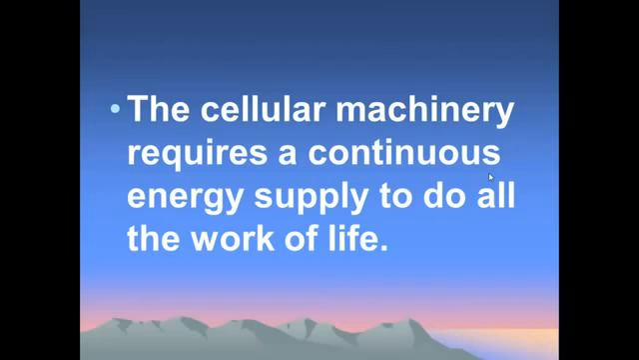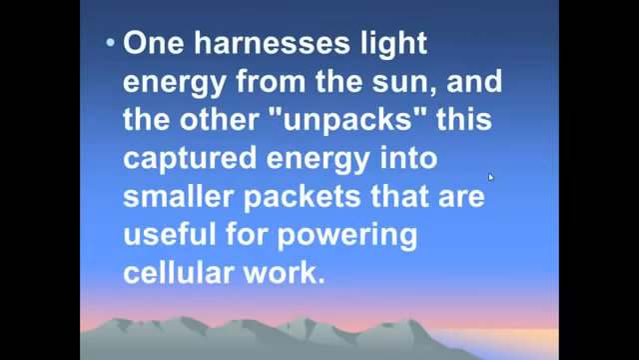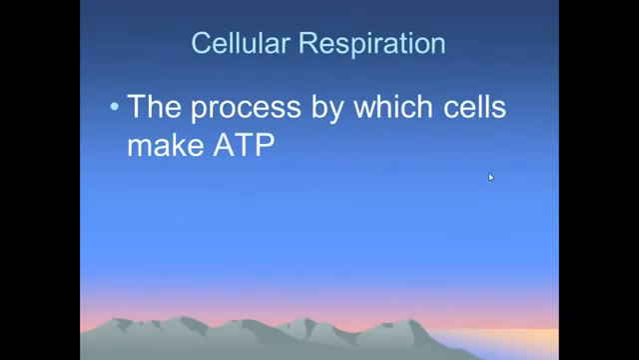Cellular machinery, the things that make the cell work, require a continuous energy supply to do that work. The two types of cellular power stations are the organelles called chloroplasts and mitochondria. One, the chloroplast, harnesses light energy from the sun, and then the other, the mitochondria, unpacks this captured energy into smaller things that are useful for powering cellular work. We'll start with talking about cellular respiration. This is the process by which cells make ATP. ATP is a molecule of energy.